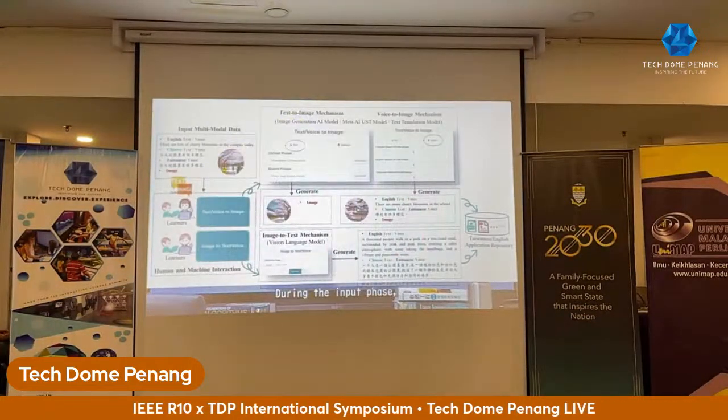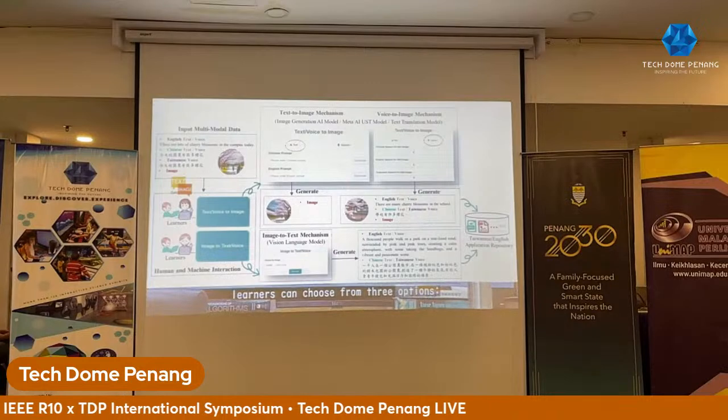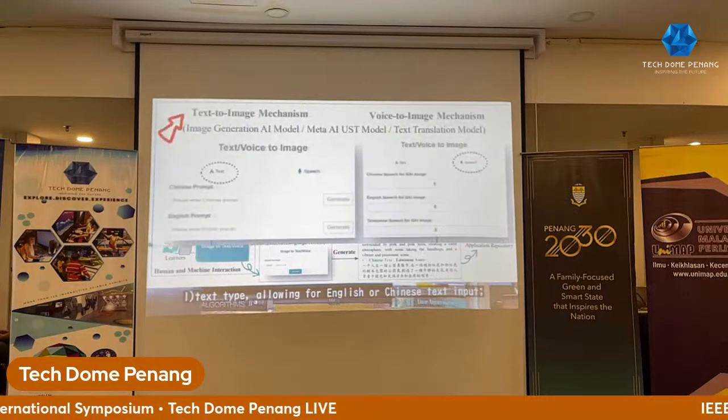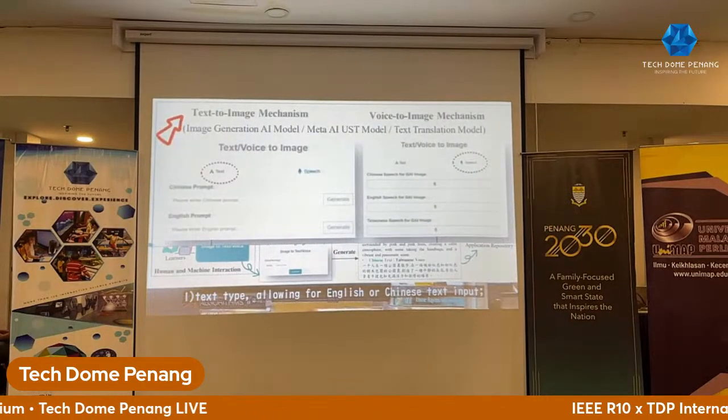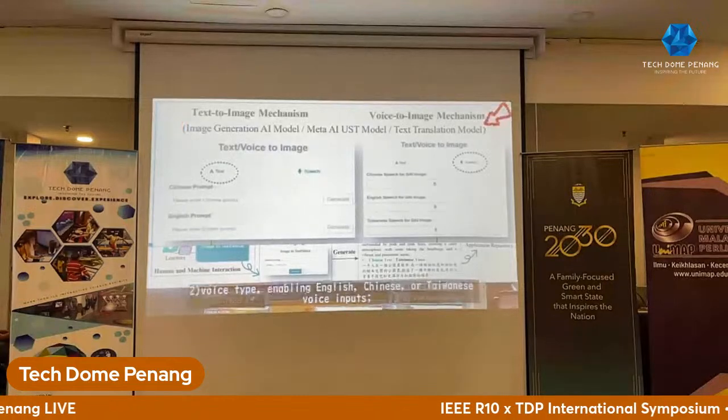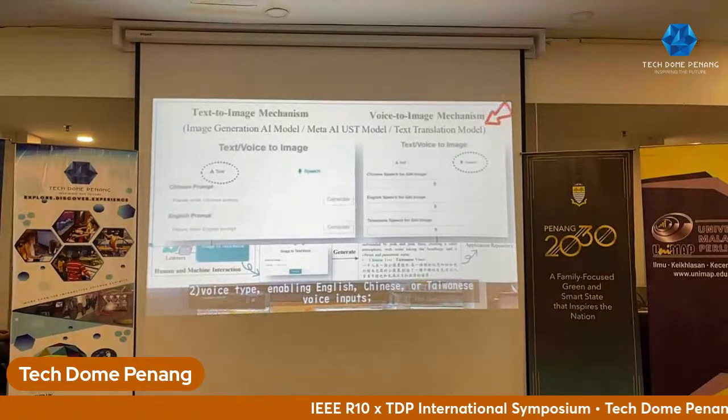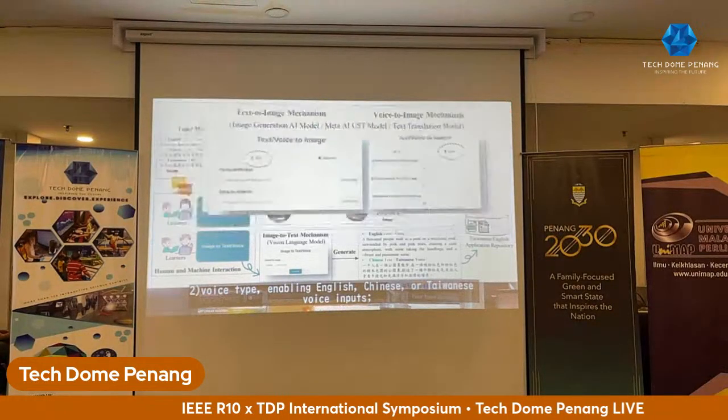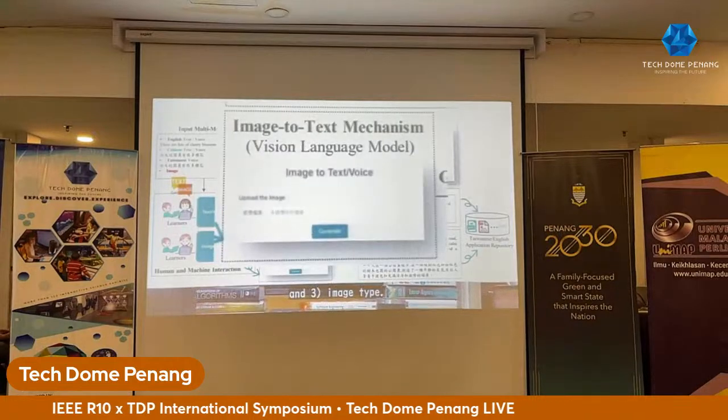During the input phase, learners can choose from three options. Number one, text tag, allowing for English or Chinese text input. Number two, voice tag, enabling English, Chinese, or Taiwanese voice input. And number three, image tag.